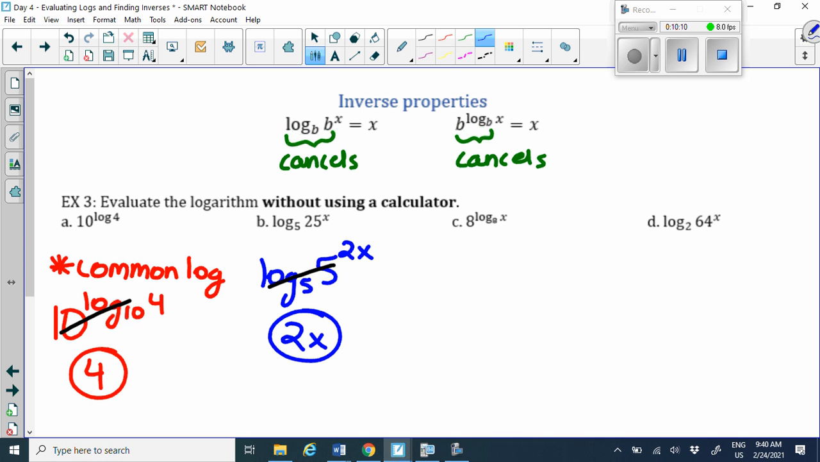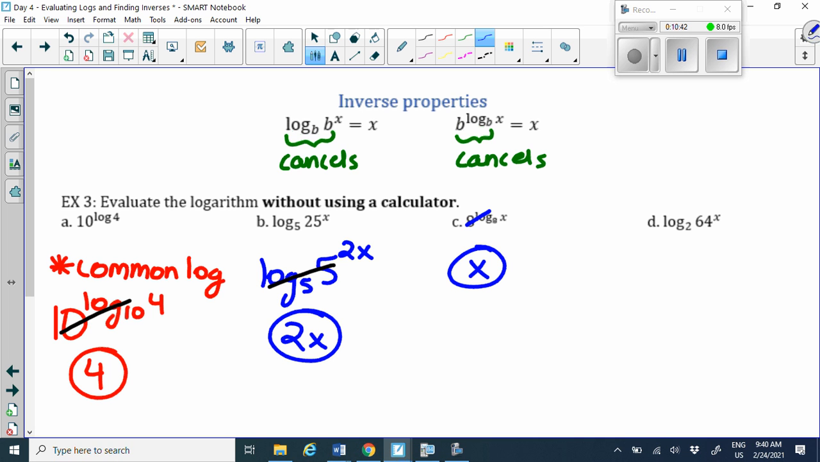I would like you to go ahead and pause the video and try part C. Try to do 8 to the log base 8 of x. Okay, let's see what you got. Notice that the base of the exponential, which is 8, and the base of the logarithm, which is also 8, are exactly the same, so they cancel out, and all we're left with is just x. So that was a nice easy one, right? Just like what we did in part A.